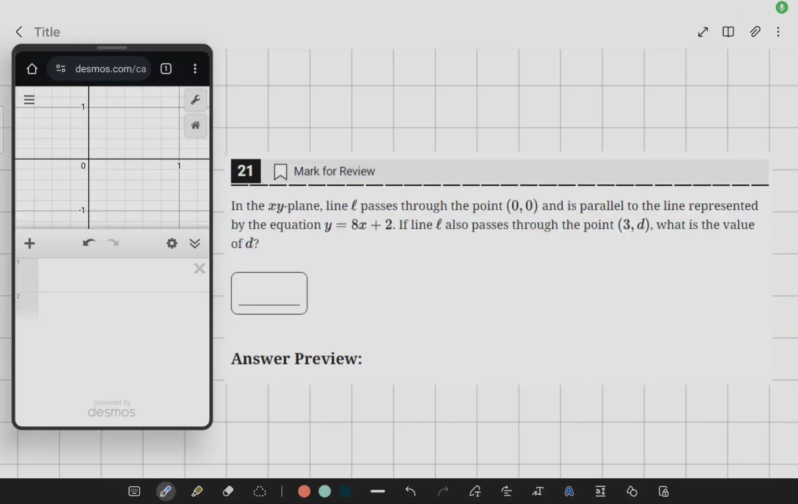In the xy plane, line L passes through point (0, 0) and is parallel to the line represented by the equation y equals 8x plus 2. If line L also passes through the point (3, D), what is the value of D?